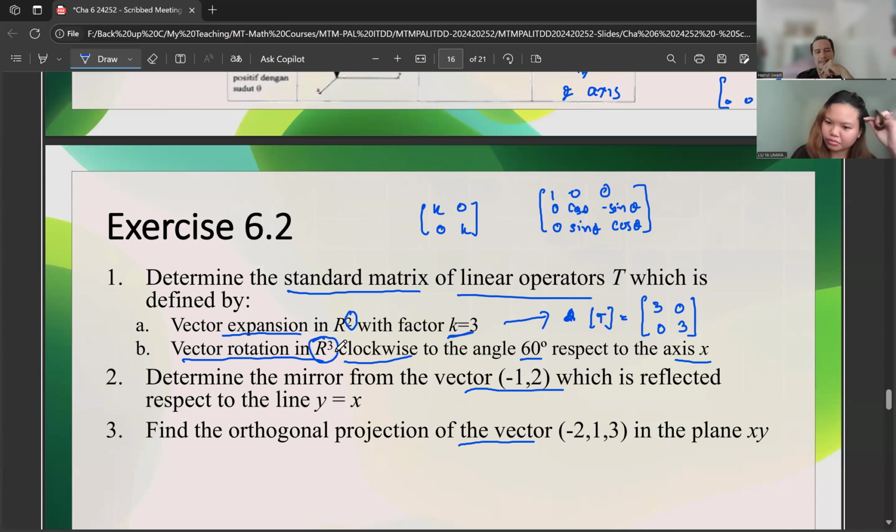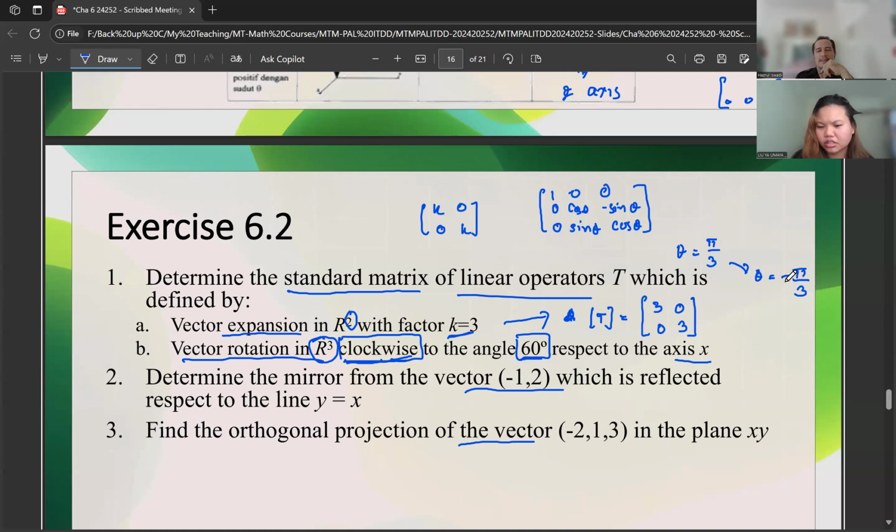Now we will talk about clockwise and the angle. The angle theta is 60 degrees, so pi over 3. 180 divided by 3 is 60. And because it is clockwise, our theta will be negative, so minus pi over 3.